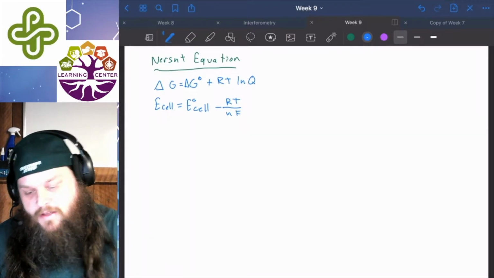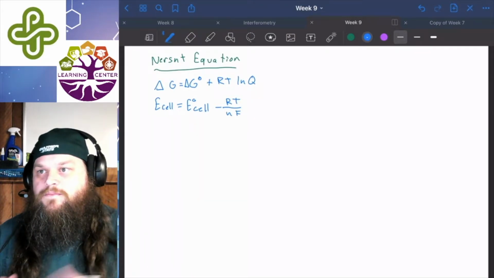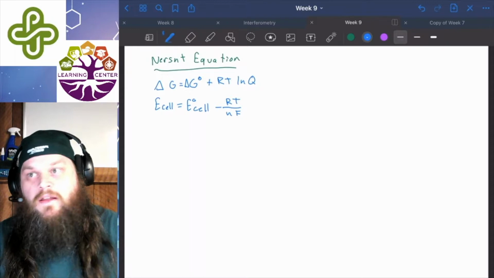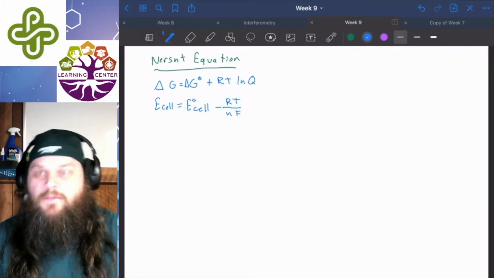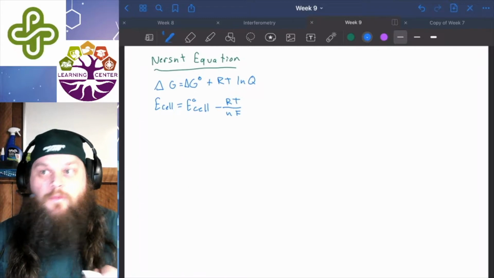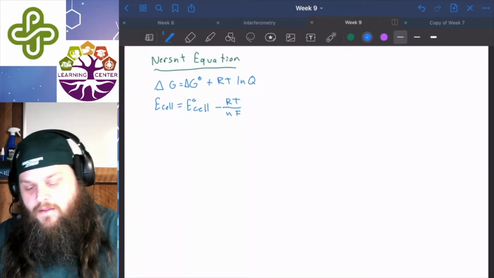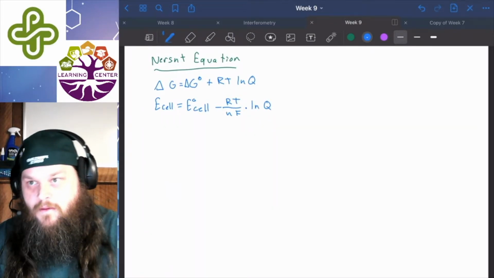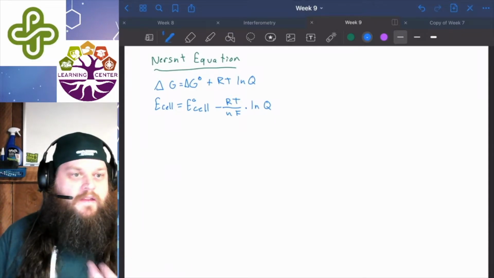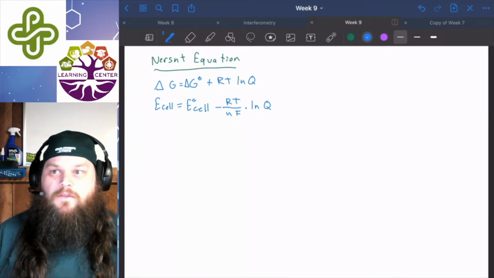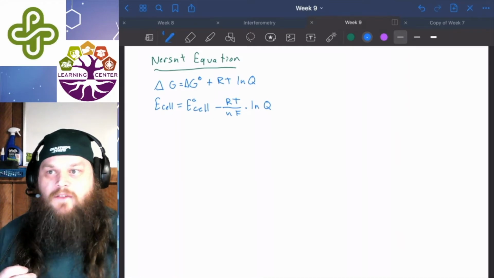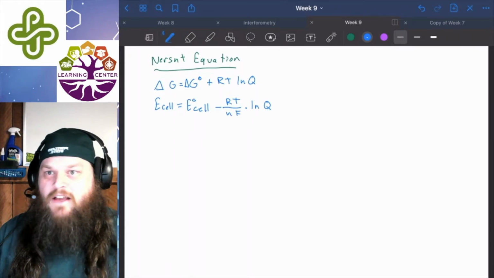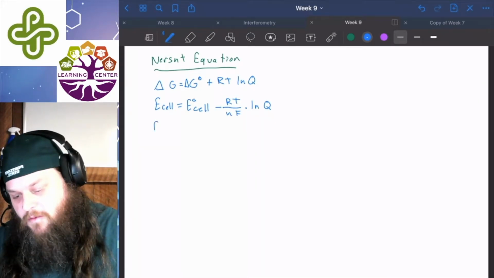Where the cell potential is equal to that same E standard of the cell minus RT over nF, where R is the gas constant, T is the temperature in Kelvin, n is the number of moles, and F is the Faraday constant. We're going to multiply that by ln of Q. If we don't want to work in the natural log, we can convert using the change of base formula to a base 10 log, and the base 10 log gives us this extra factor in there. So I can rewrite this whole thing.